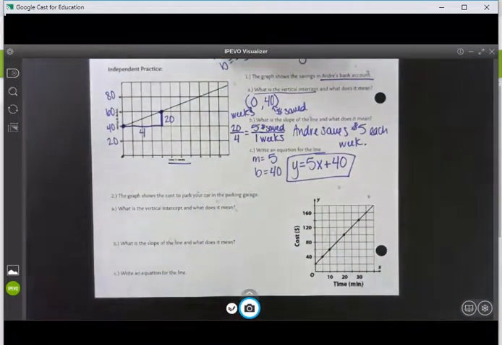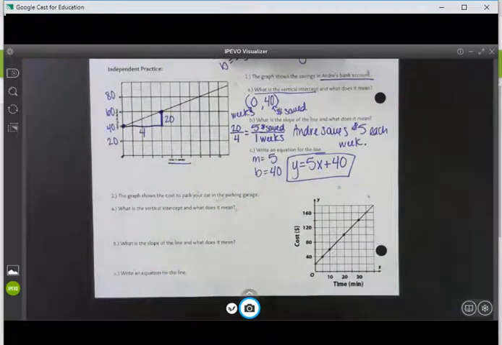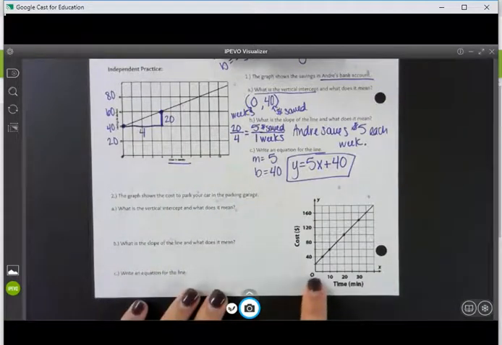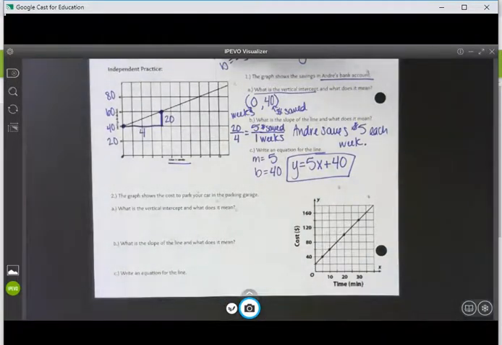All right, I'm going to stop there. I'm not going to do the last example with you or for you, but you need to go ahead and find the vertical intercept and what it means, what the slope is and what it means, and write the equation for the line. This is talking about a parking garage, so how much it's going to cost to park your car. Make sure you pay attention because the x-axis is not counting by ones and neither is the y, so you really have to pay attention to your numbering.